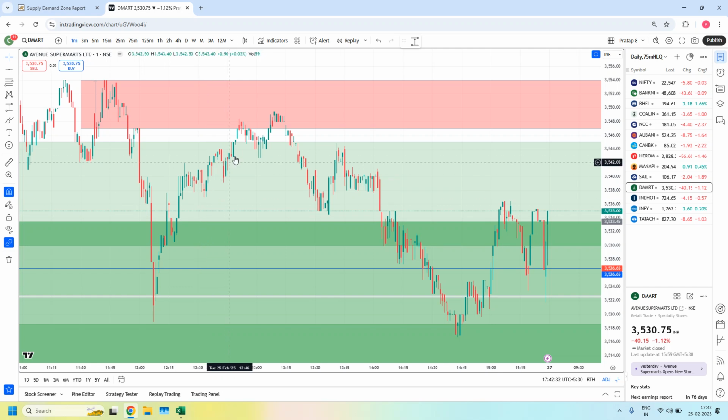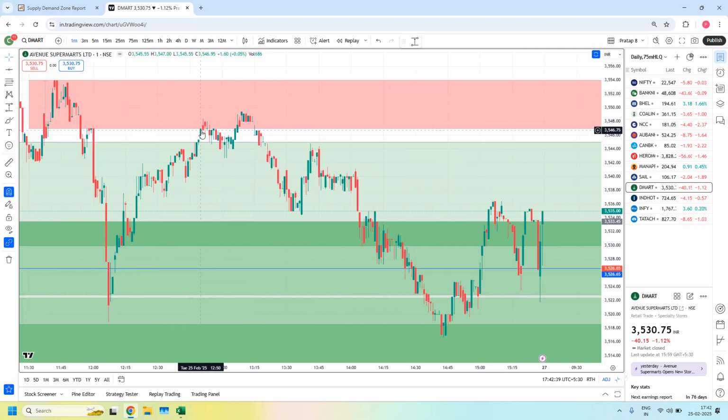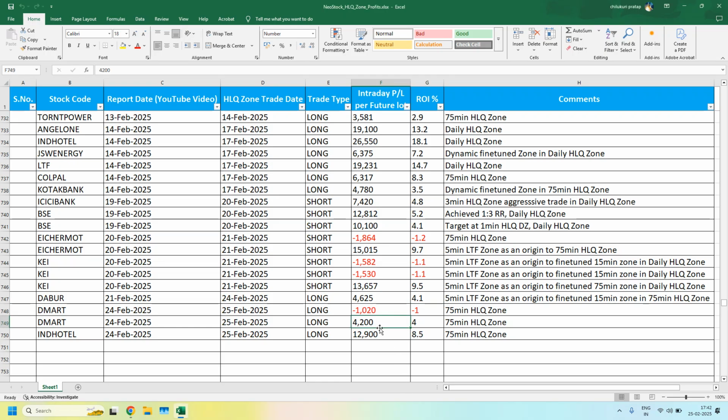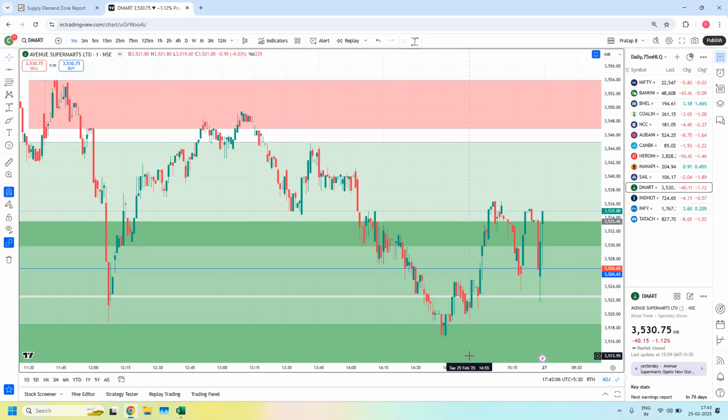And after that, see how sharply it moved and reached the target. When you got the trade, this one at 12 o'clock 7 minutes, and when it reached the target at 12 o'clock 50 minutes. So that means in less than 45 minutes, your trade is completed. So how much profit DMAT has given? The second trade, 4,200 rupees profit, which is 4% ROA. So these are the two stocks we got the trades today.